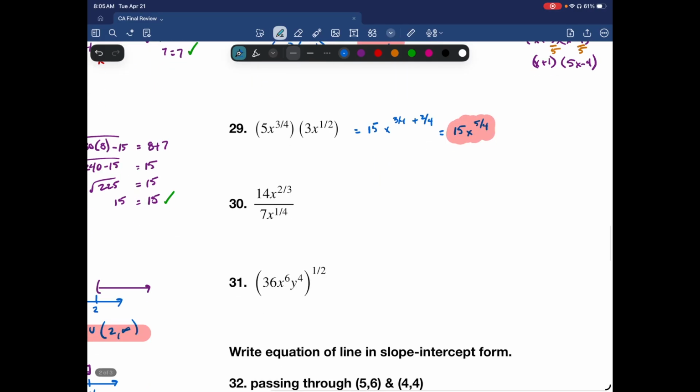On 30, we have 14 divided by 7 is 2. And then, like on 29, when we were multiplying like bases, we added exponents. On 30, we're dividing like bases, so we're going to subtract exponents. It's going to be 2/3 minus 1/4. All right, so it's going to be 2x to the 8 over 12 minus 3 over 12 equals 2x to the 5 over 12.